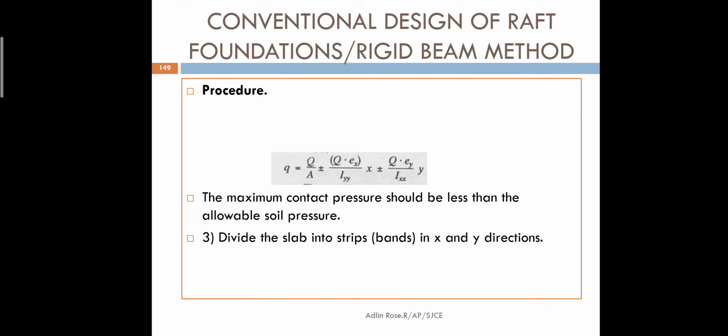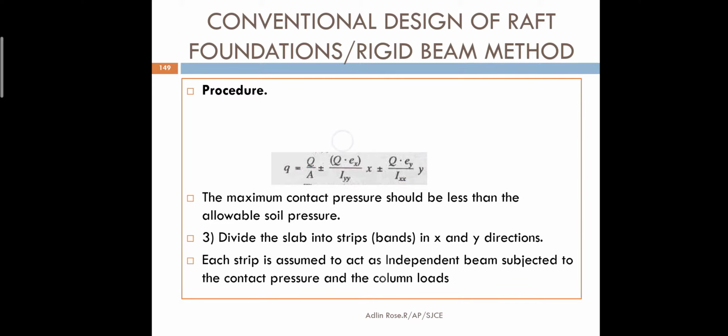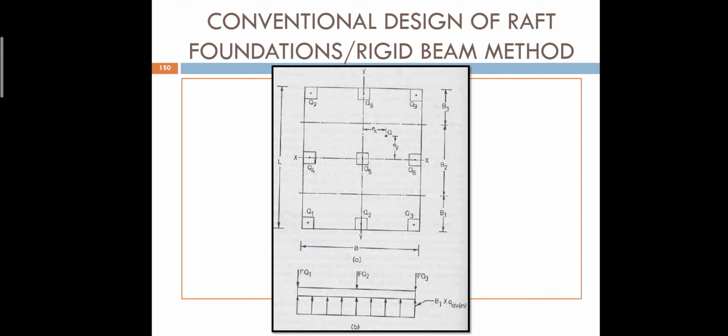Then the third step is you have to divide the mat foundation into small strips in both x direction and y direction. What is that small strip அப்படின்னா, why we have to divide the slab into strips அப்படின்னா, we are going to divide the total mat into small strips, so that each strip will act as a beam. ஒவ்வொரு பீமாக நம்ம பிரித்து, so the beam design procedure we will use later. So for that purpose we are going to divide the mat foundation into strips.